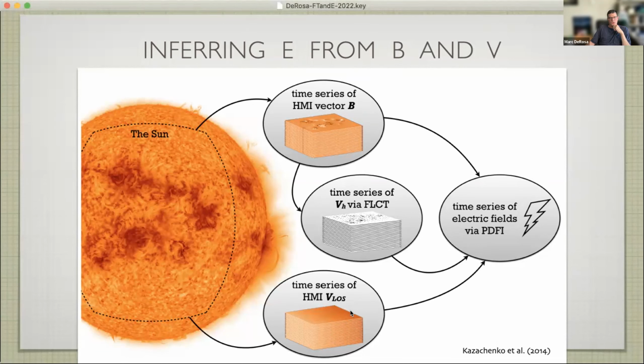If you use all of these things together, there's a scheme that they call PDFI, which stands for toroidal, oh gosh, I can never remember what this acronym stands for. I should never try to spell it out, so I won't. Okay, so PDFI: poloidal decomposition, FLCT is the local correlation tracking algorithm, I is induction, I think. Bill, you should feel free to correct me. But anyway, this scheme allows you to infer what the electric fields are in the photosphere given these inputs.